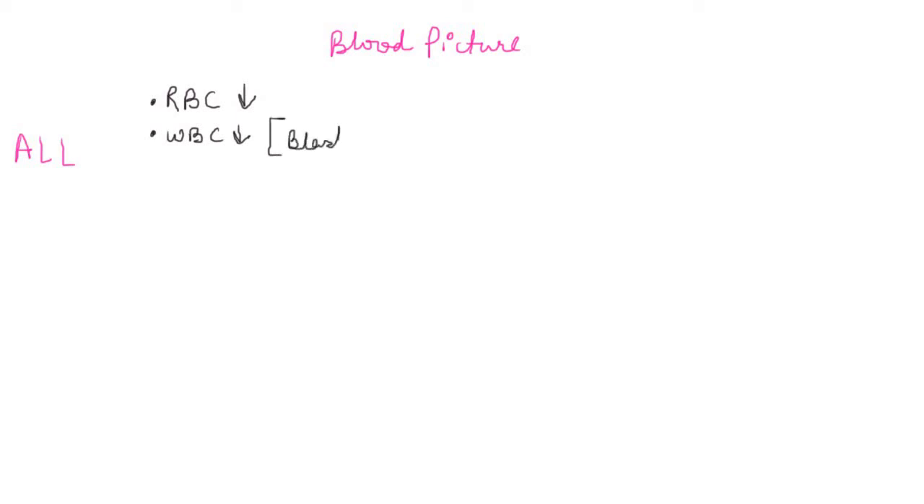If we talk about the blood picture of acute lymphoblastic leukemia, it's quite simple to understand. In case of acute lymphoblastic leukemia, as I told you, there is anemia. So therefore in the peripheral blood smear, the RBCs will be decreased. As I told you, there is neutropenia, which means decreased WBCs. So total WBCs would be decreased. But among the WBCs, the blasts will be increased within the peripheral blood smear.